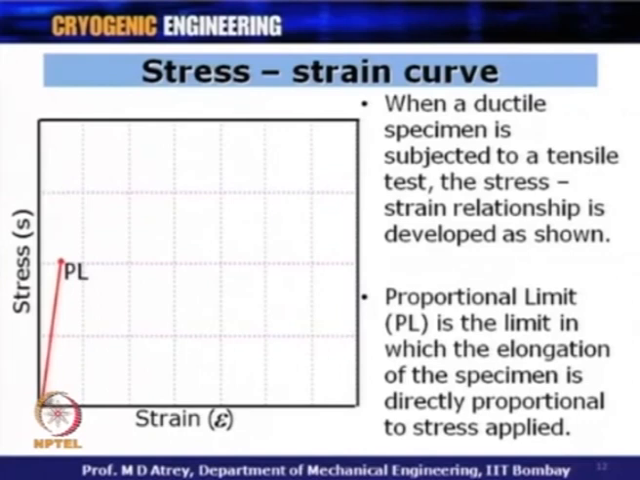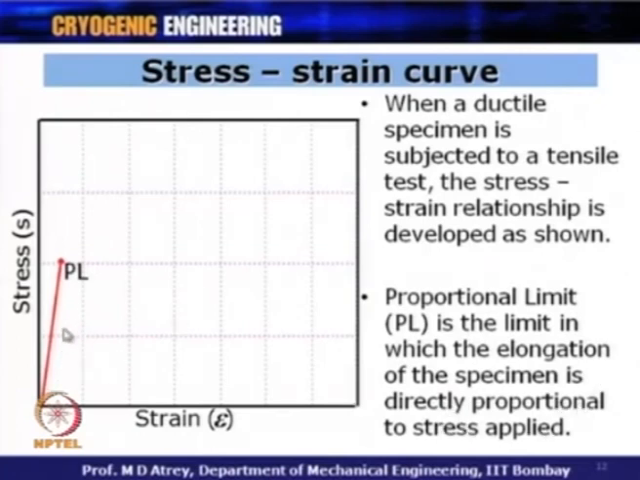Now, you could see that when the material is subjected to tensile loading, the stress increases in a straight line up to the point called proportional limit or PL, which is what I have written here. What is this PL? This PL is the limit in which the elongation of the specimen is directly proportional to the stress applied.